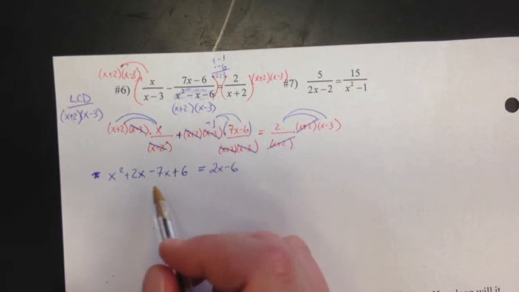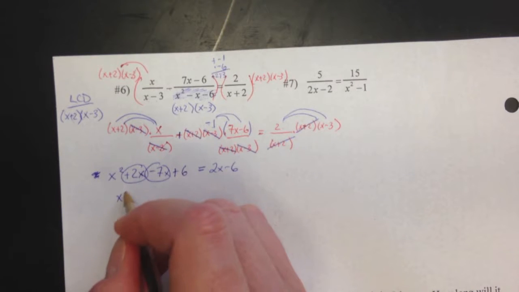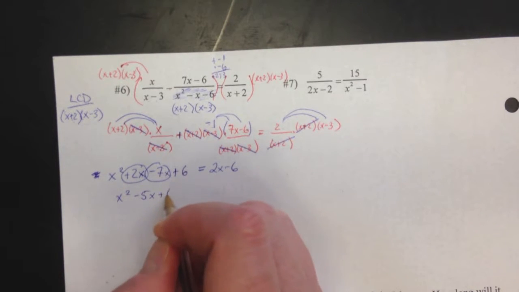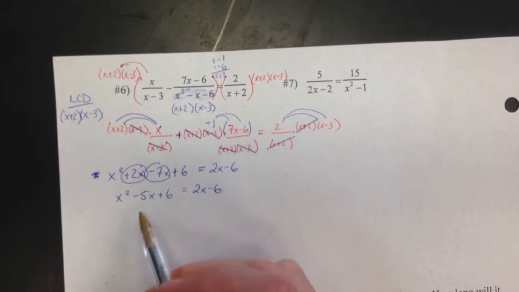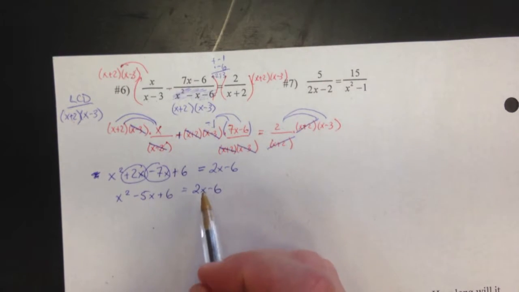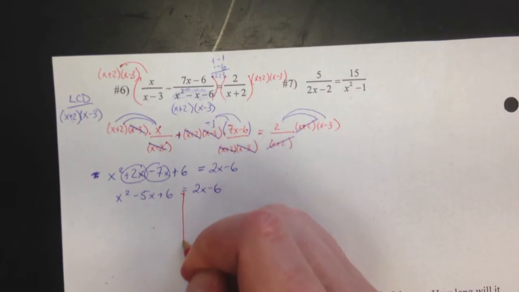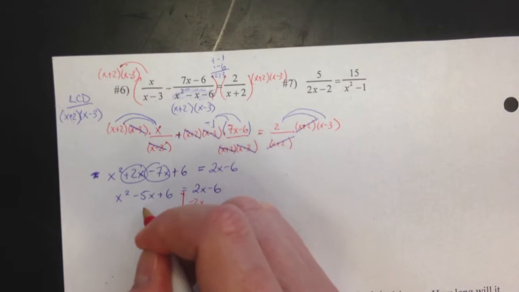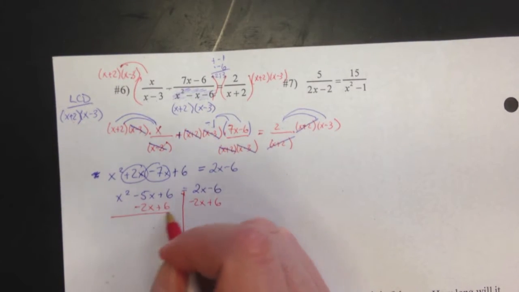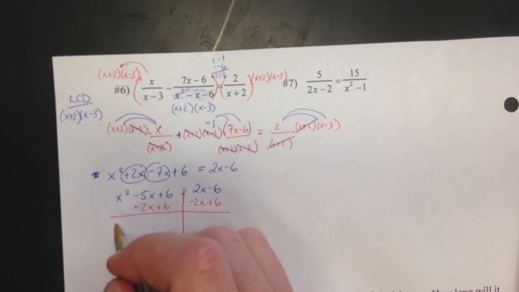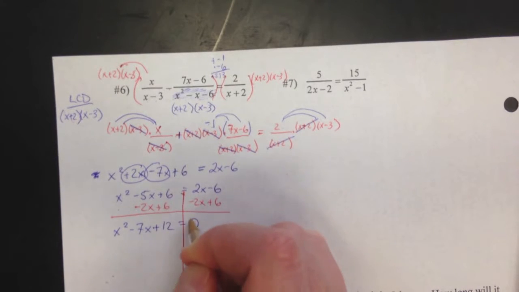All right, let's simplify on the right side here. You can combine the 2x minus 7x. We get x squared minus 5x plus 6 equals 2x minus 6. Now this is a quadratic, that's an x squared. I'm going to move everything to the left side. So I'm going to do that by subtracting 2x from both sides and adding 6 to both sides. So we get x squared minus 7x plus 12 equals 0.